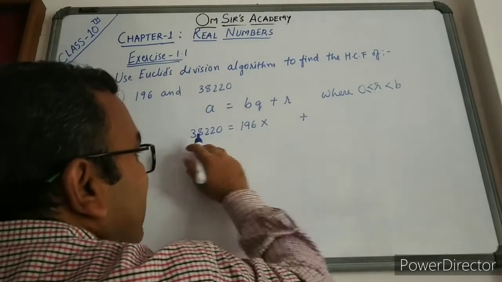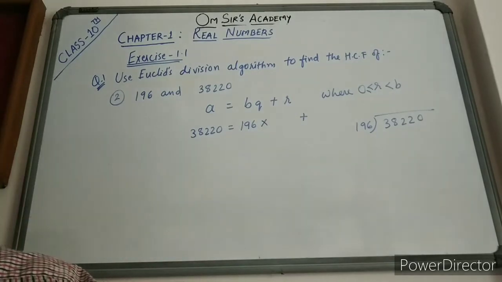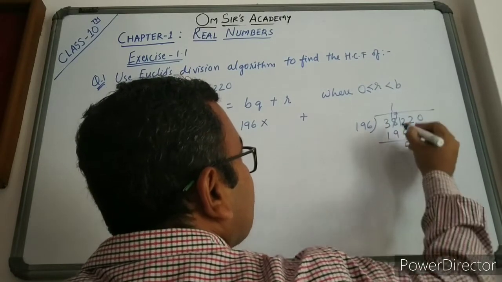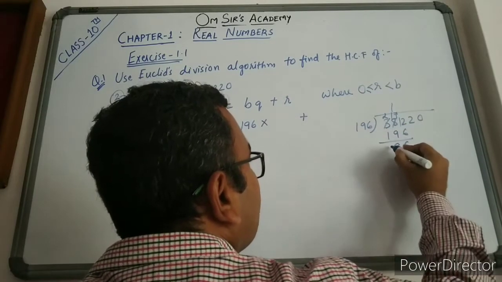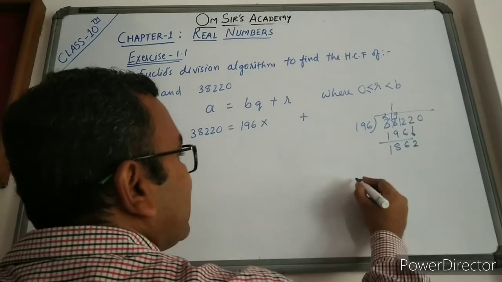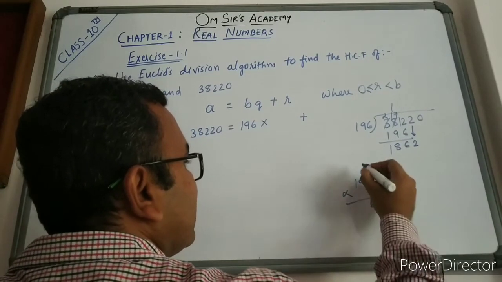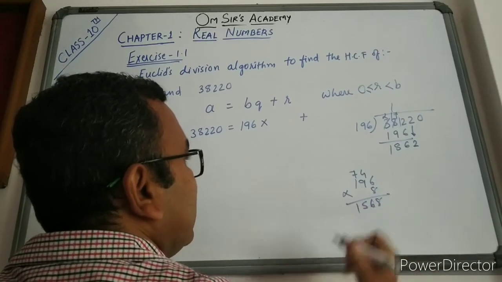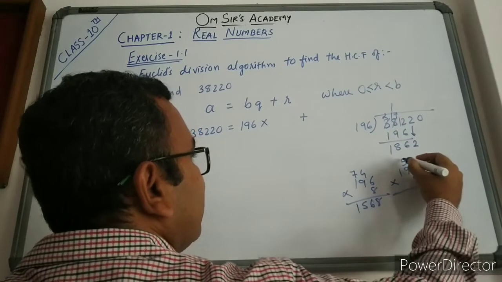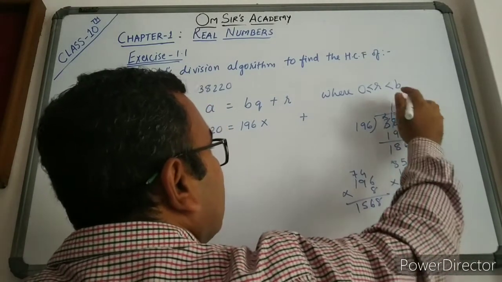Now friends, if we divide this number by 196, 38220 divided by 196. Okay, so if we divide it, we'll get 196 ones are 196, so 382 minus 196 will be 186 remainder, and bring down 2, so 1862. Now let us see 196 into 8. 8 sixes are 48, 8 nines are 72 plus 4 is 76, 8 ones are 8 plus 7 is 15. 1568 is lesser. So let us try 196 into 9. 9 sixes are 54, 9 nines are 81 plus 5 is 86, 9 ones are 9 plus 8 is 17. 1764 is nearer. So it will be 196 into 9.